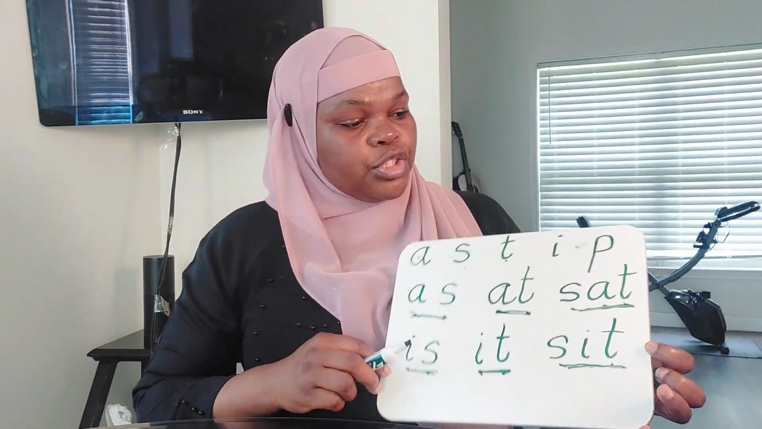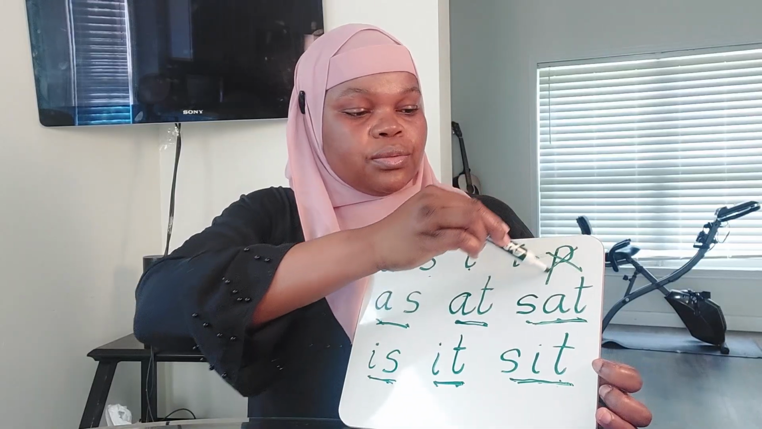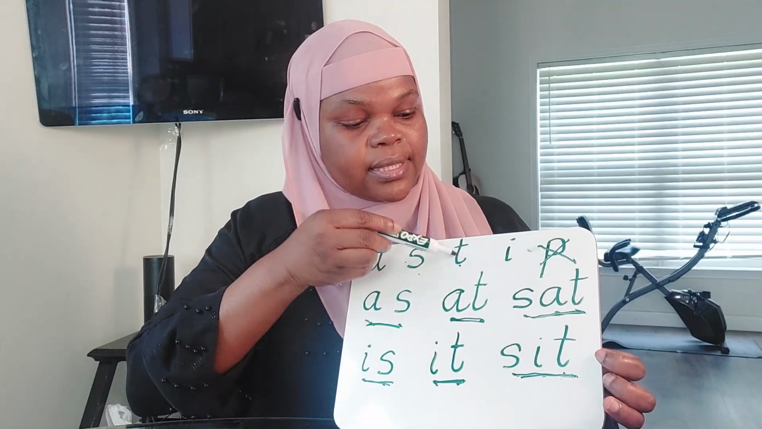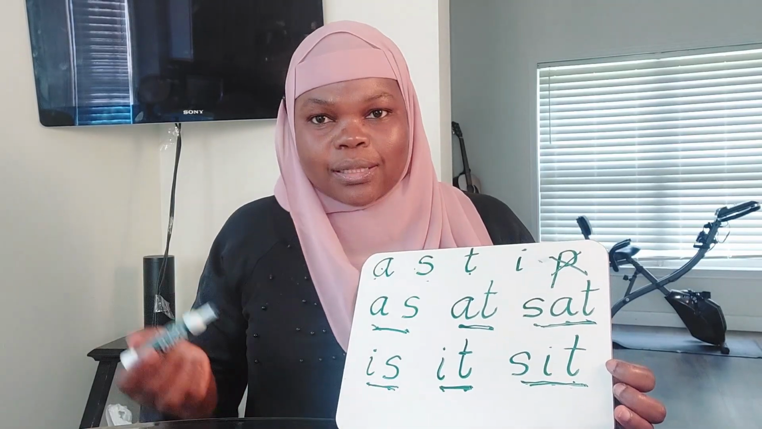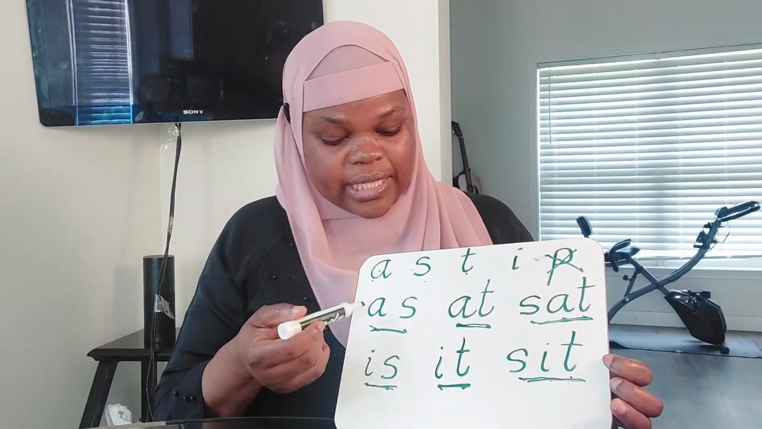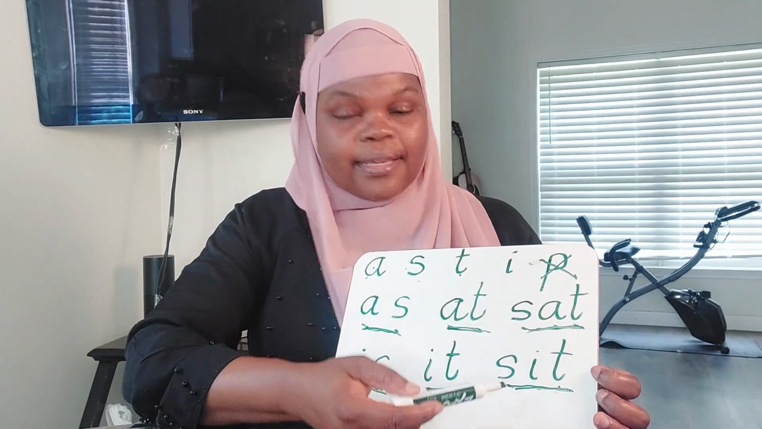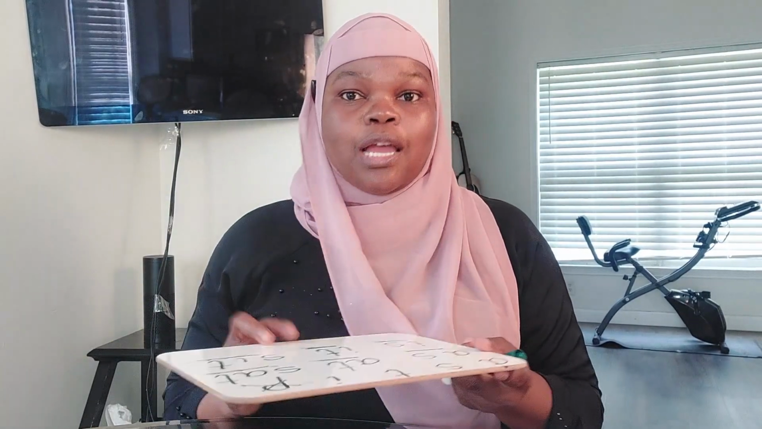Now we've not even gotten to p. With just a, s, t, a child can blend and read as, at, is, it, sat, and sit. So this is the first part of how I teach my students how to read. We'll continue this lesson in part 2 so that you can also help support your child to read.